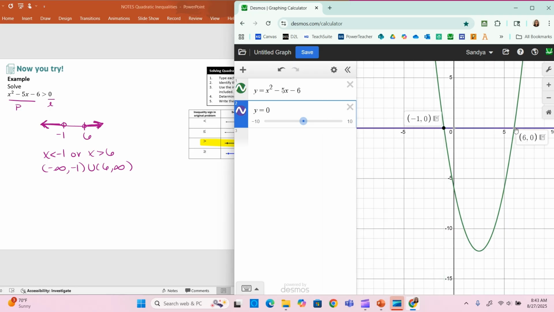So you can see I have an intersection point at -1 and at x equals 6. Those are going to be my two endpoints. So now it's a question of how do I write my solution?